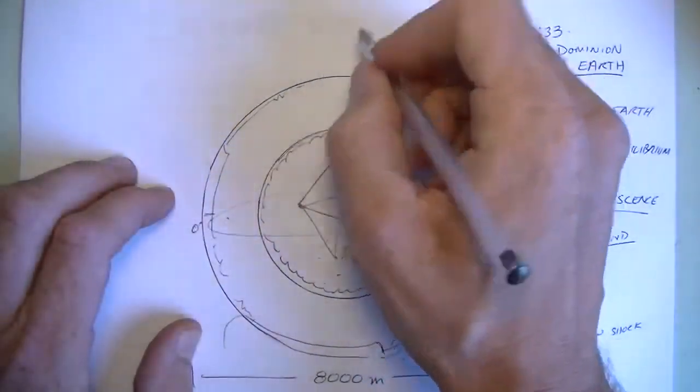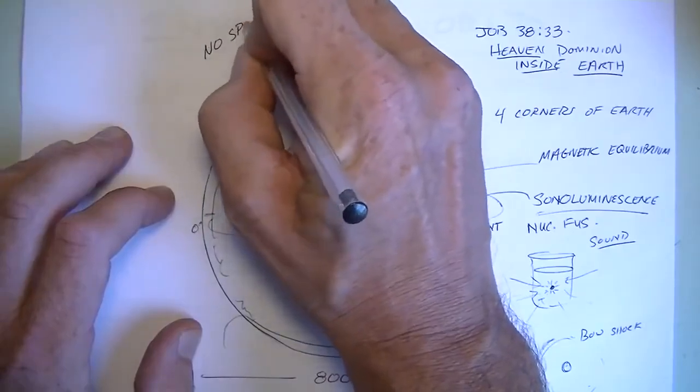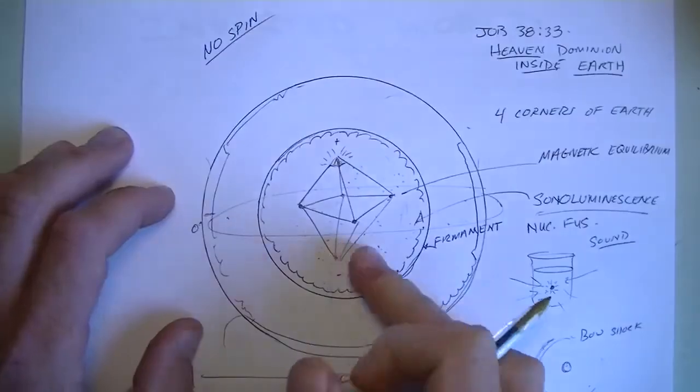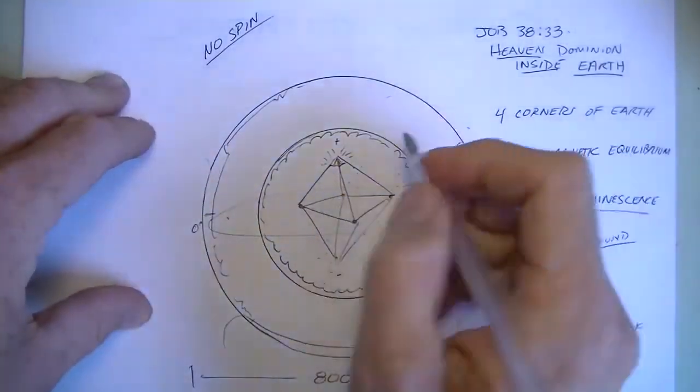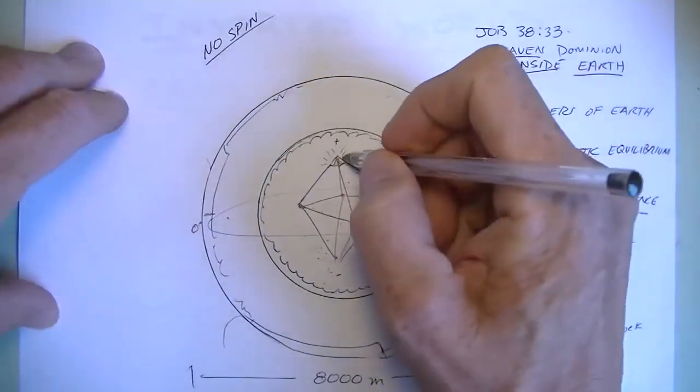Another thing too about Earth, there is no spin. I told you about that on the first page here, but no spin. So the spin is happening inside the Earth. Why is it happening? Because of magnetic propulsion and the way magnets work, okay?